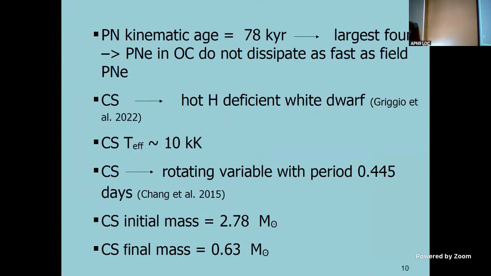The kinematic age of the planetary nebula was found to be 78 kiloyears, which is the largest kinematic age found for a planetary nebula. This indicates that in open clusters, planetary nebulae do not dissipate as fast as previously thought. The identified central star was also found to be a hot H-deficient white dwarf with an effective temperature of 10 kilokelvin. It is also a rotating variable with a period of around 0.5 days. Its initial mass was found to be around 2.8 solar masses, and its final mass around 0.6 solar masses.